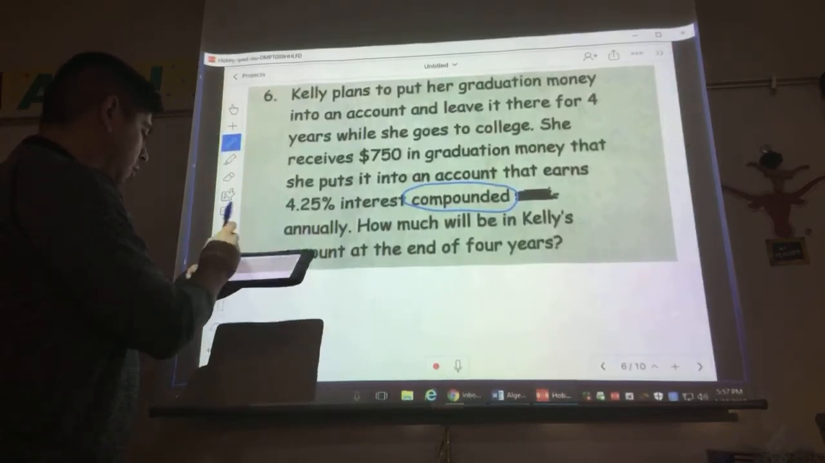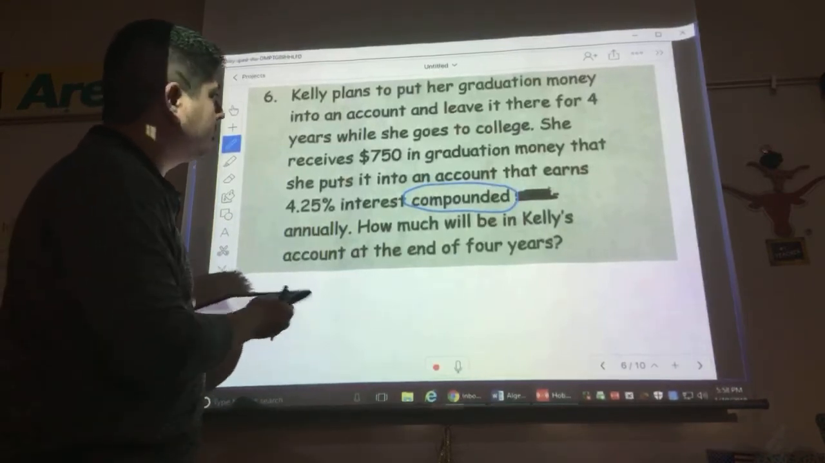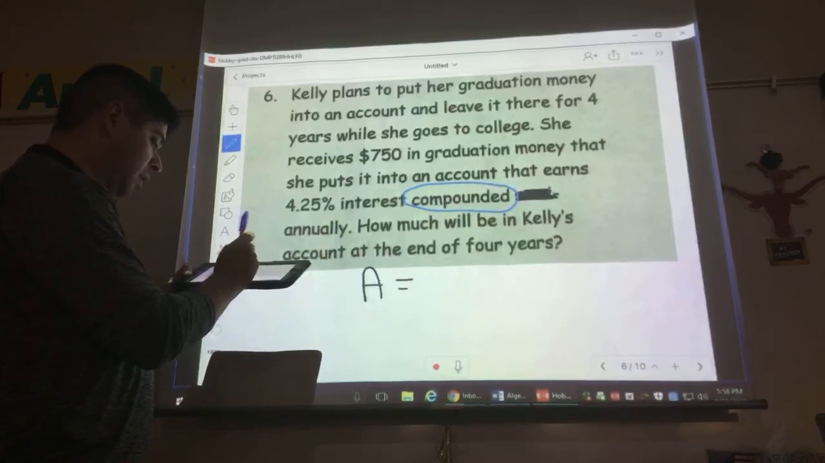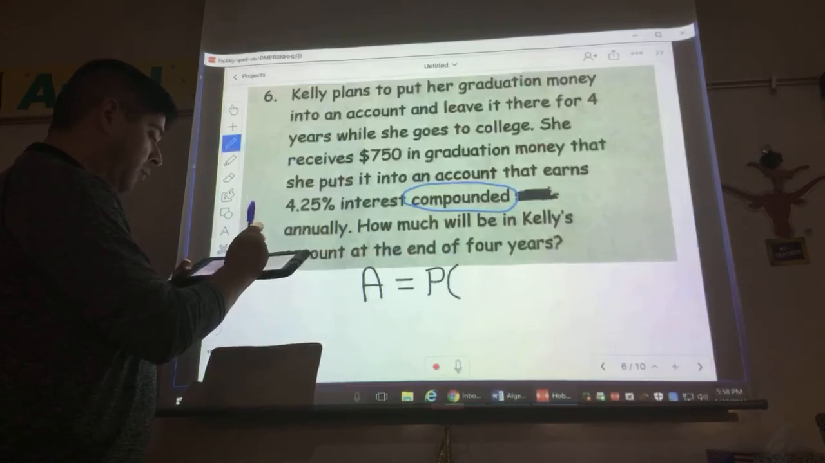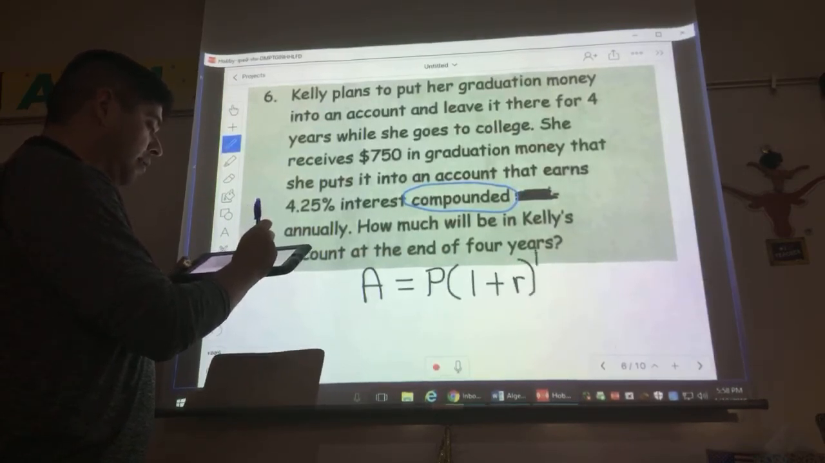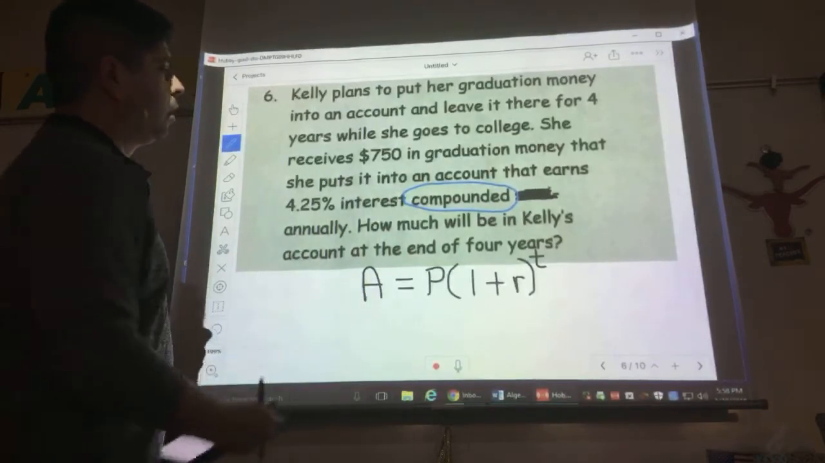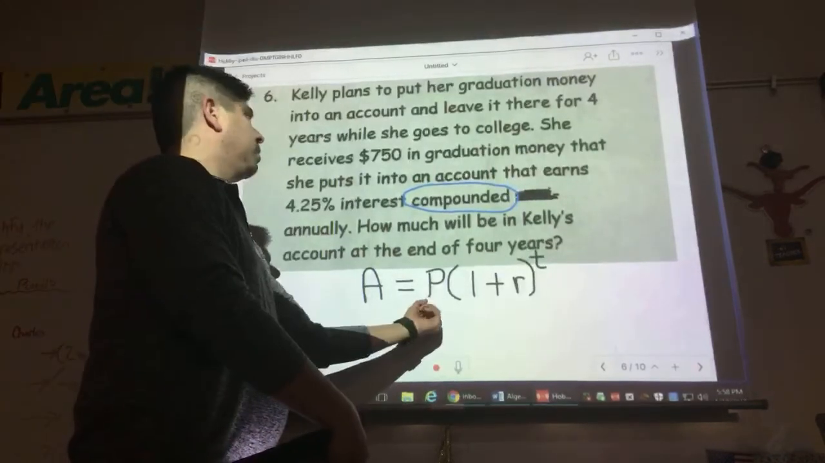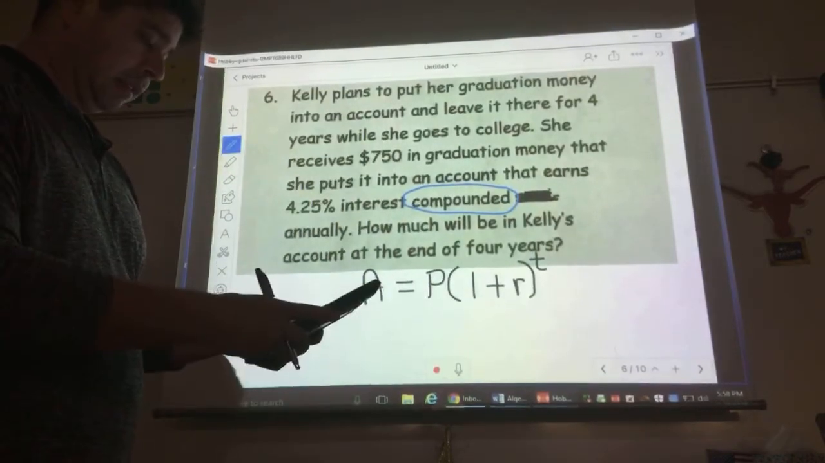So your formula, we did this today in the warm-up: the total amount equals the principal multiplied by 1 plus the interest rate, and then time is the exponent. Okay, so there's the formula you're going to use for this one. Again, if you need to, come in the morning, put this in the calculator, then do that. We'll do it really quick when we get in class.